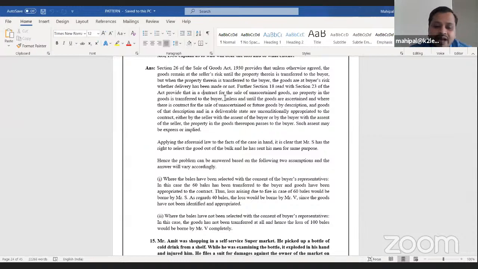Assignment and succession. Assignment generally happens during the lifetime of the person. Rights are generally assigned, but succession happens after the death of a person. Both rights and obligations are transferred. In assignment, the mutual consent of all the parties is required. In succession, it is automatically transferred to the successor. Next.